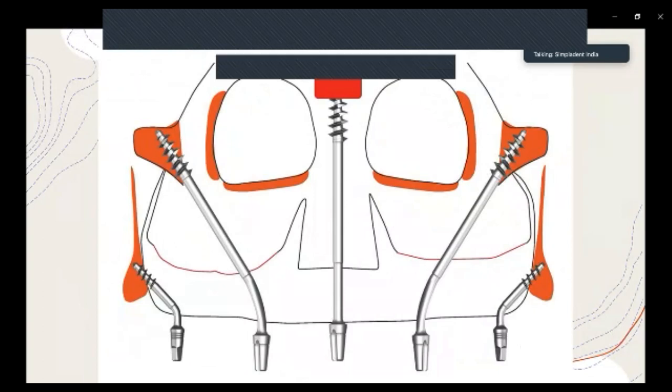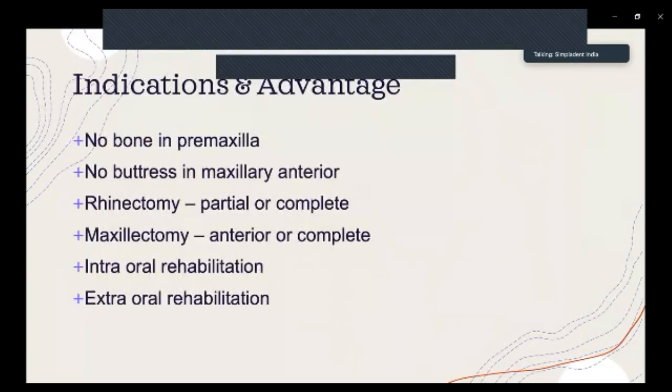The glabellar implant has to be splinted along with the zygomatic or pterygoid, whatever bone is available. The indication for a glabella implant is if there is no premaxilla bone and no buttress available, if a rhinectomy has been done, partial or complete, or a maxillectomy, anterior or complete, and to do the intraoral rehabilitation, or of course we can have a nasal epithesis for extraoral rehabilitation.